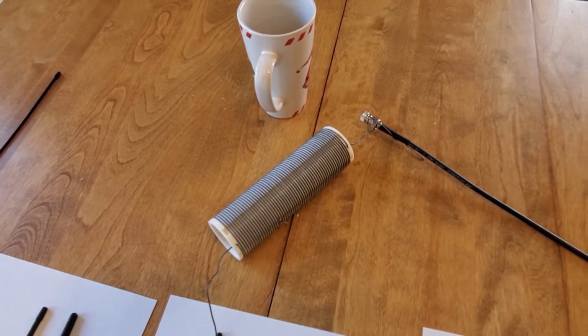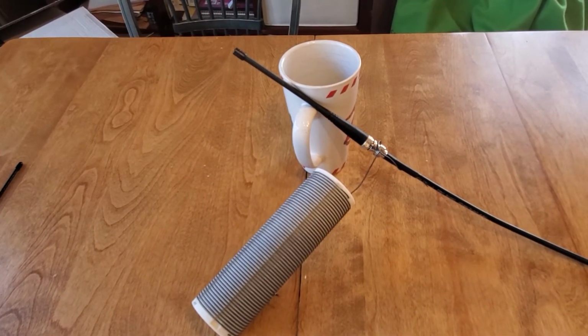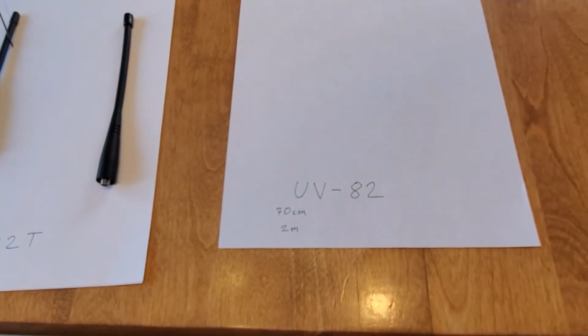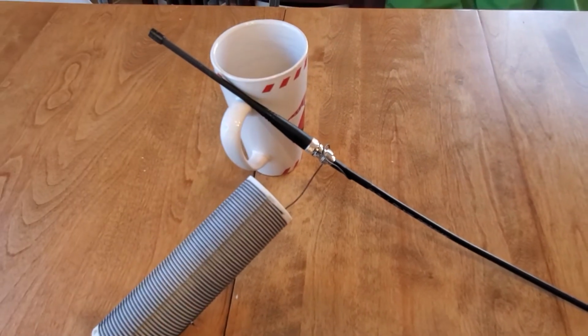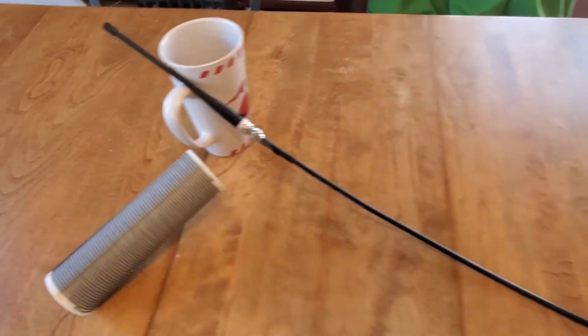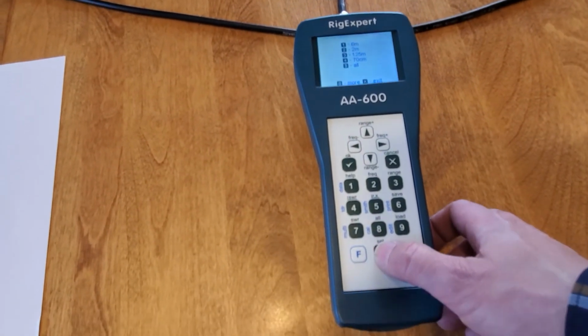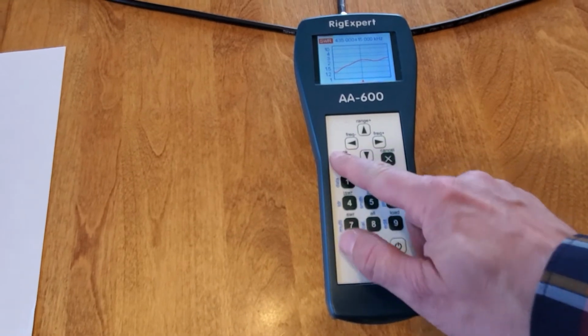So let me attach the first antenna. Okay, so we attached the UV82 antenna to it. So we're gonna test now the 70 centimeters and 2 meters. So let's go ahead and choose 70 first and run.